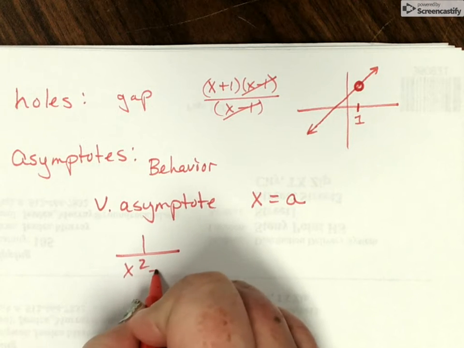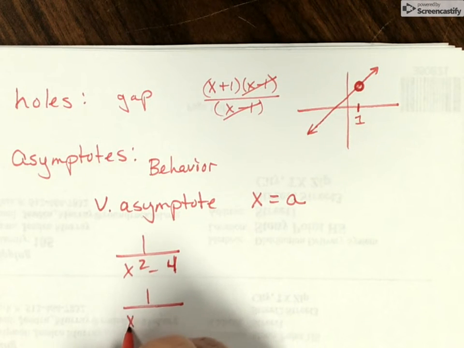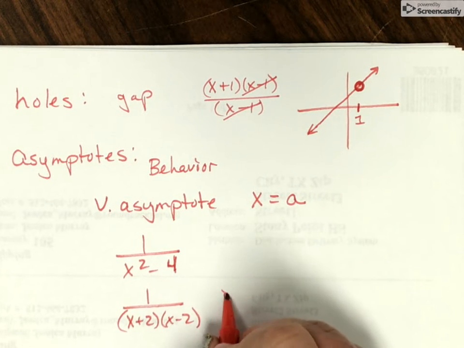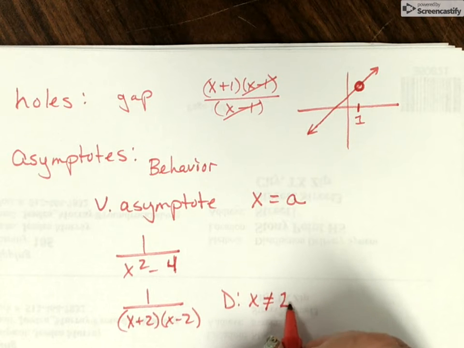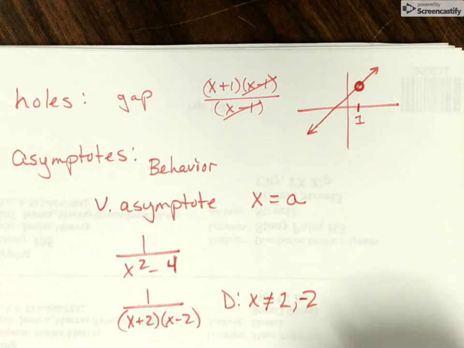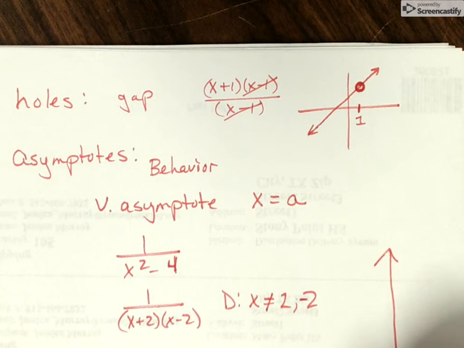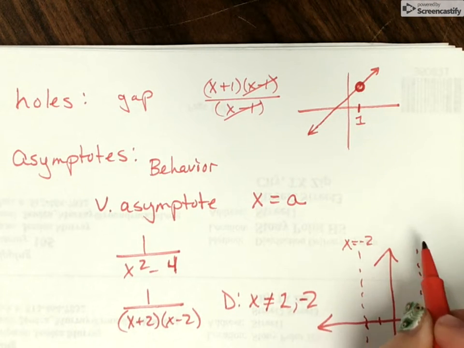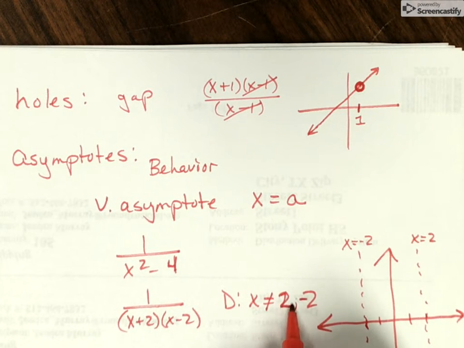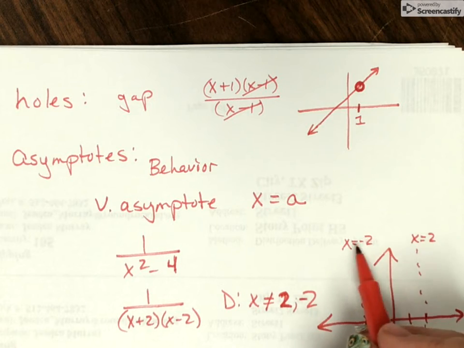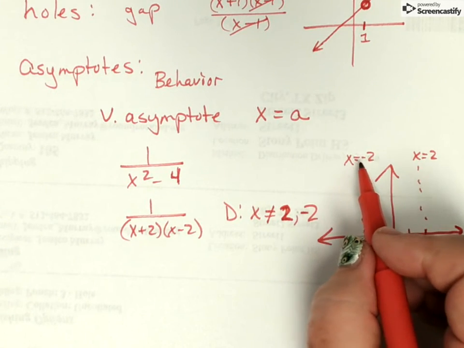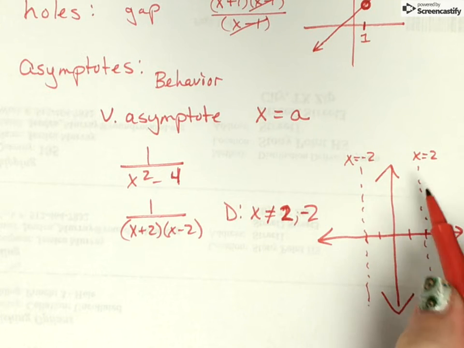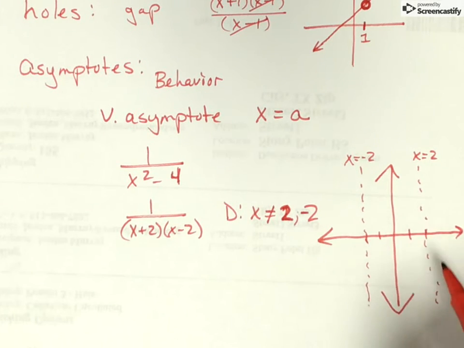1 over x squared minus 4, and we turned that into 1 over x plus 2 times x minus 2, and we had a domain restriction that x could not equal 2 or negative 2, right? Well, when I graph this, there's going to be an asymptote behavior right here at negative 2 and right here at positive 2. This is x equals negative 2, and this is x equals 2. Now I want you to notice I put can't equal in domain, but it is equal in my asymptotes. I've got x equals negative 2, that's the equation of a line right there, and x equals positive 2, that's the equation of this line right here.